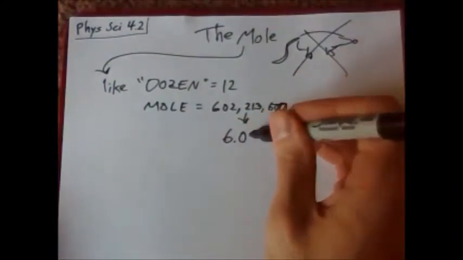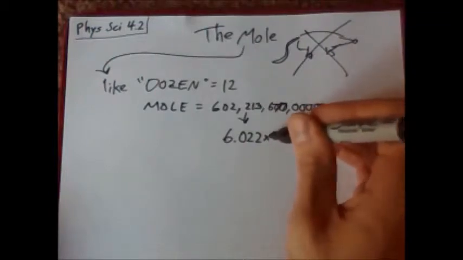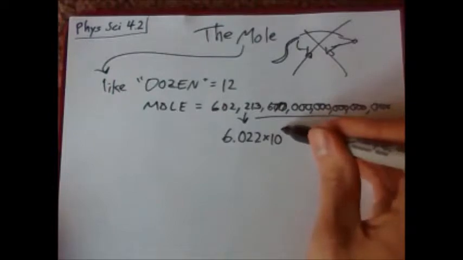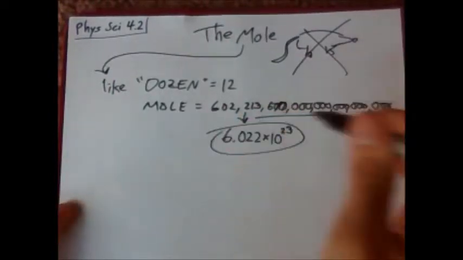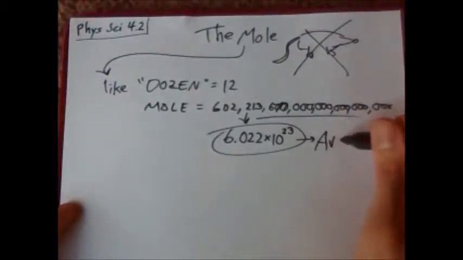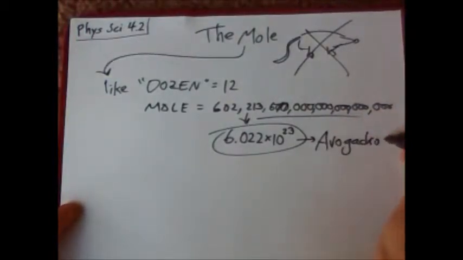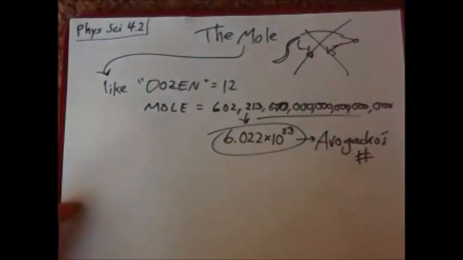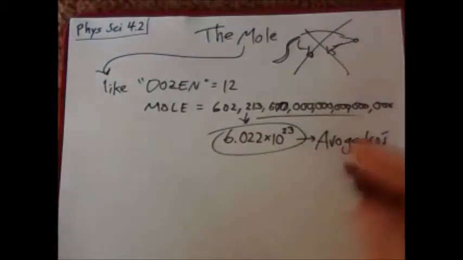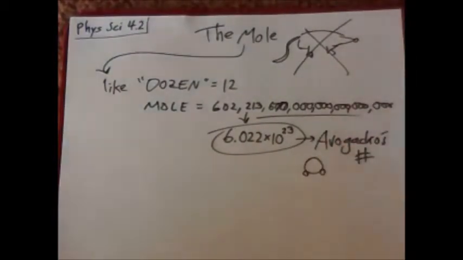In scientific notation, which is always nice and easy to use compared to this, it is 6.022 times 10 to the 23rd power. This is known as Avogadro's number. Remember Amedeo Avogadro, the Italian scientist who first came up with the idea of molecules, named for him, although he of course was not the one to calculate it.